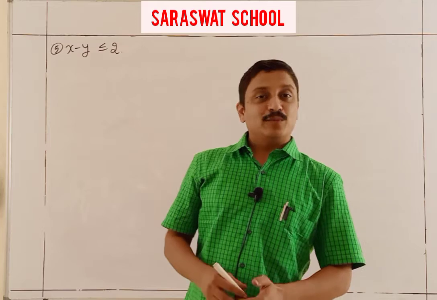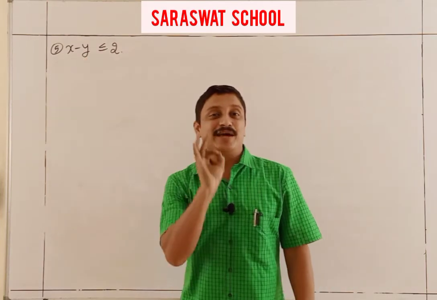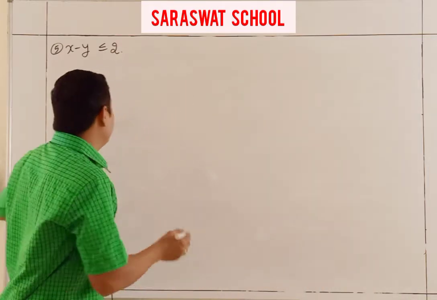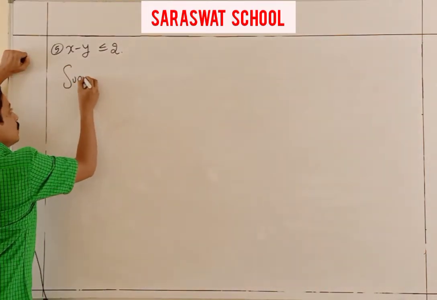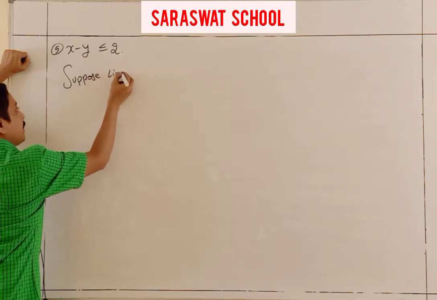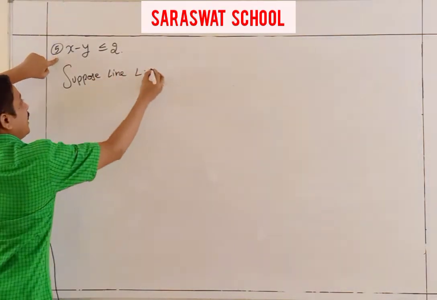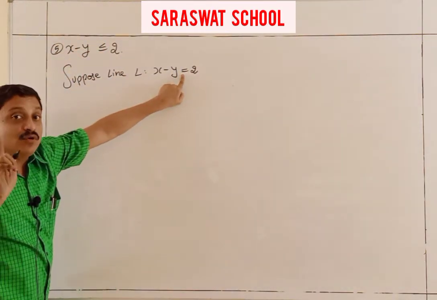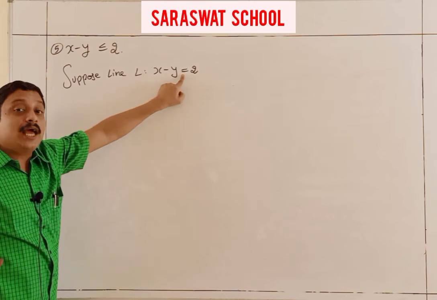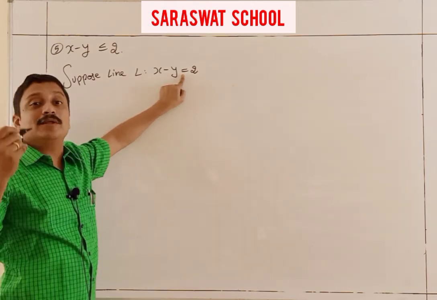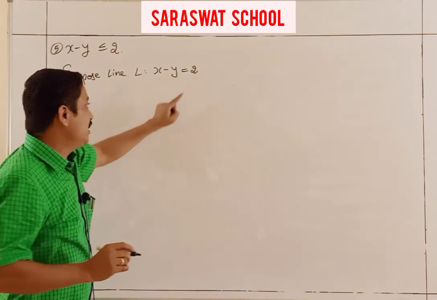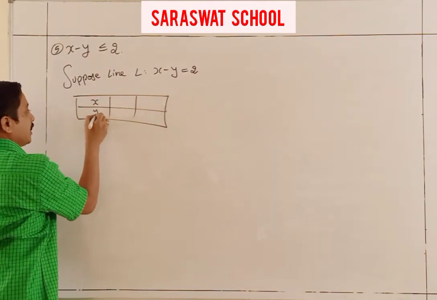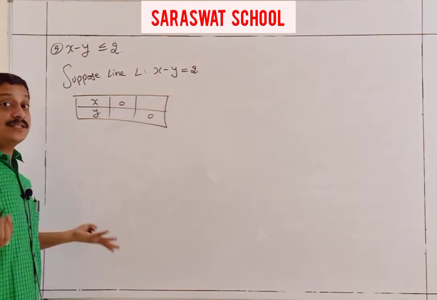Now students, one more question. The fifth one: x minus y less than or equal to 2. Same solution, we are going ahead. Suppose line L, I just understood that x minus y is equal to 2. Here, every time you can write it as equal to, then you can create the line ax plus by plus c equal to 0 and go to the table. The best way: take x as 0, then alternately y as 0.